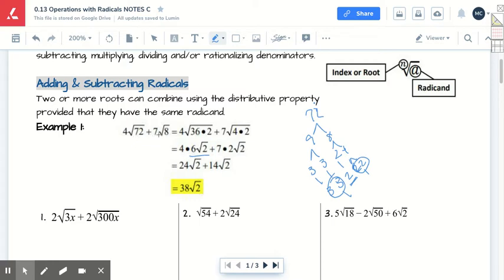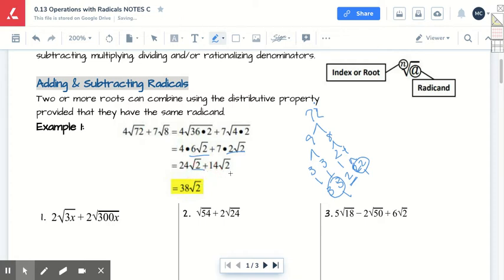We do the same thing with the square root of 8. The square root of 8 can be broken down into 2 square root of 2. Then the numbers that are outside the radical can then be multiplied together. So 4 times 6 is 24, 24 root 2 plus 14 root 2.